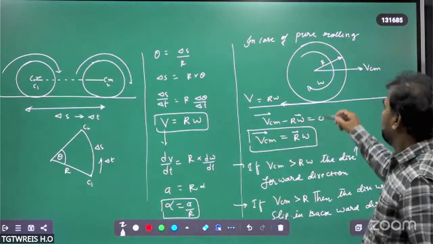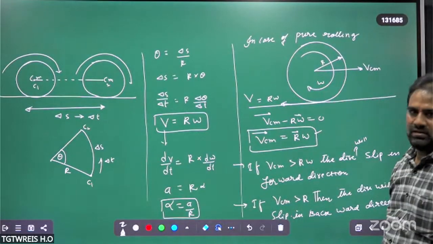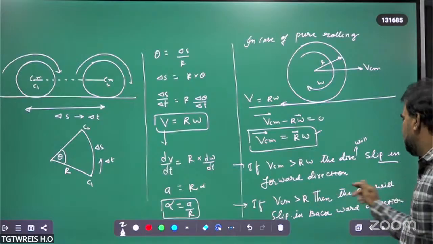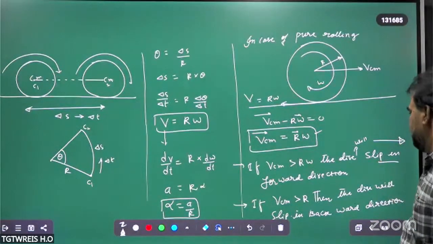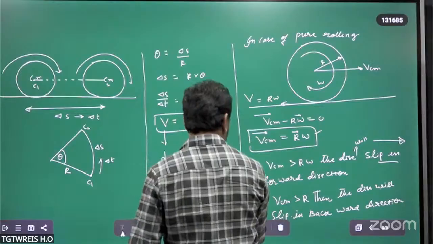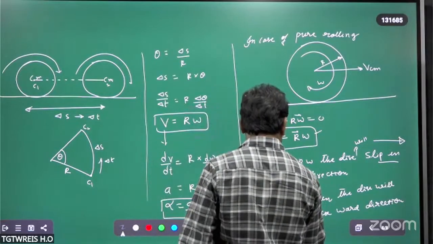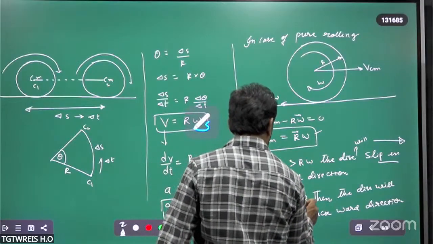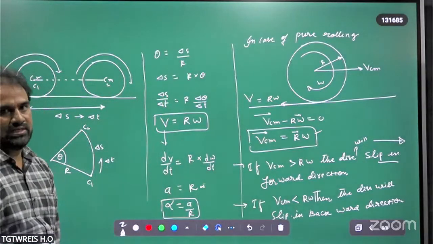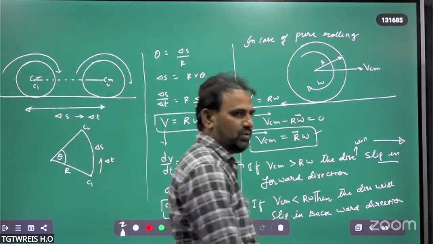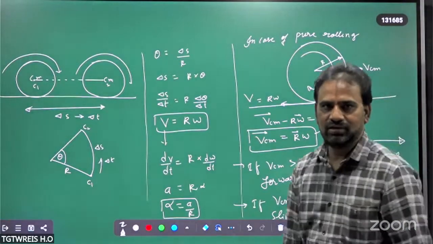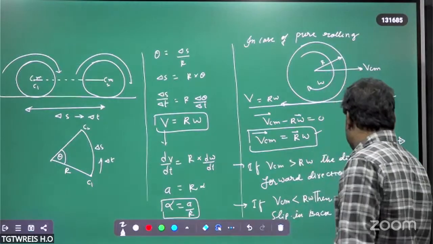See here, what is the condition for pure rolling? VCM is equal to r omega. If VCM is greater than r omega, the disk will slip in the forward direction. If VCM is less than r omega, sorry, it is a less than, because they have written greater than only, then the disk will slip in the backward direction. These are the conditions for pure rolling. Is it clear?